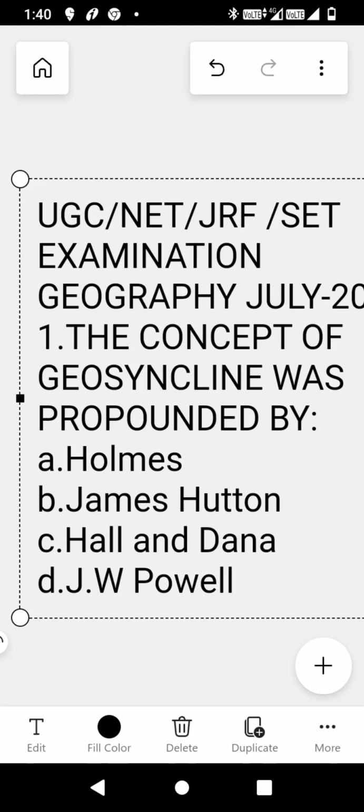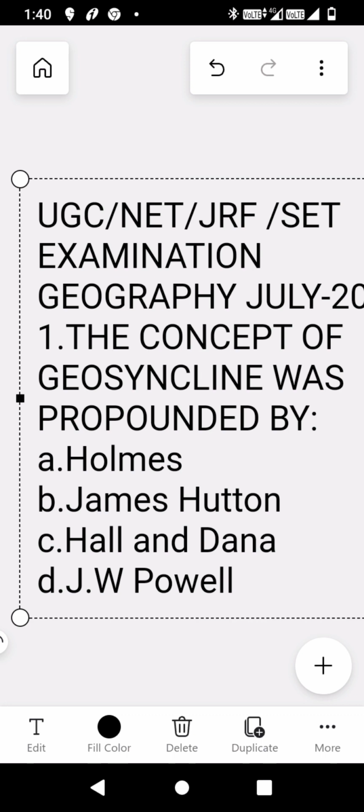Today I am going to discuss a few questions from the July NET exams which were held in 2018. The first question is, the concept of geosyncline was propounded by whom? The options are A. Holmes, B. James Hutton, C. Hall and Dana, and D. J.W. Powell. The right answer is C.